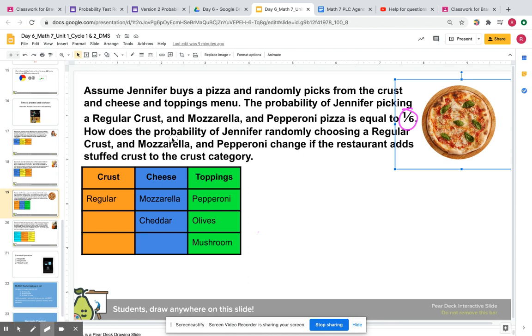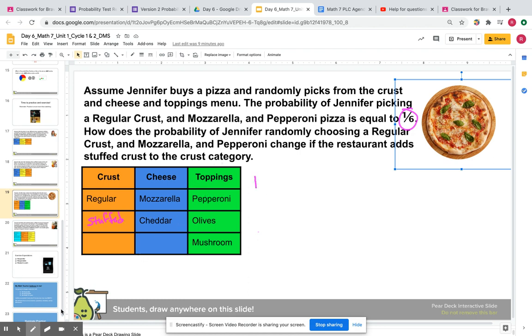Okay, so how does the probability of Jennifer randomly choosing regular crust and mozzarella and pepperoni change if the restaurant adds stuffed crust to the crust category? So what happens if we add something to the menu? What if we add stuffed crust into the crust menu? What happens to the overall probability, this compound probability?